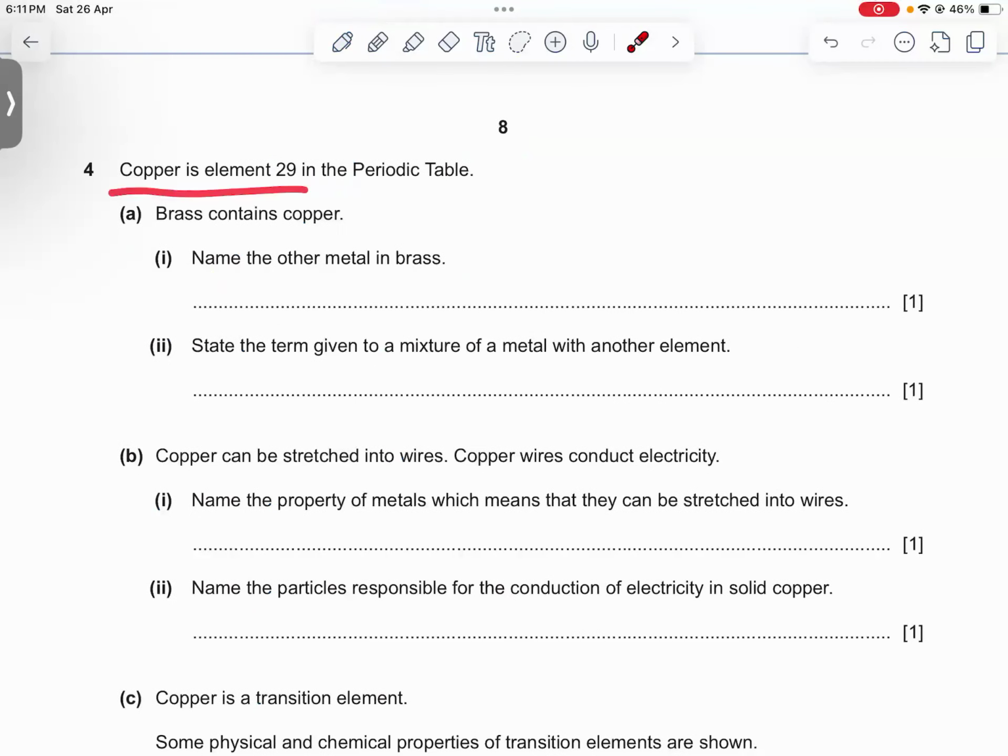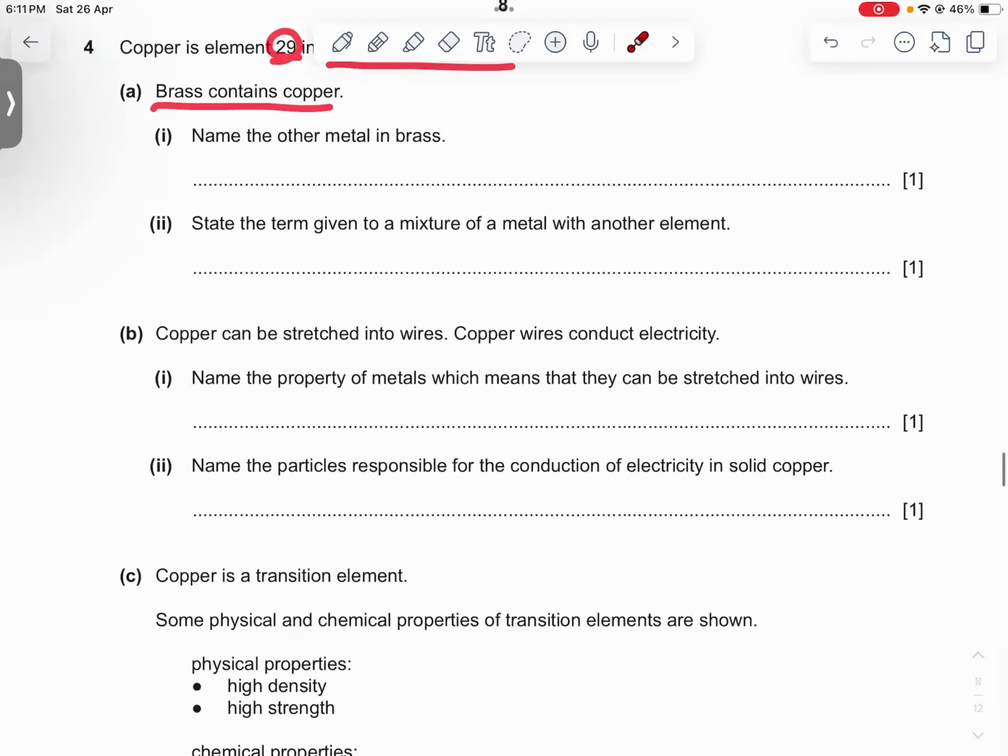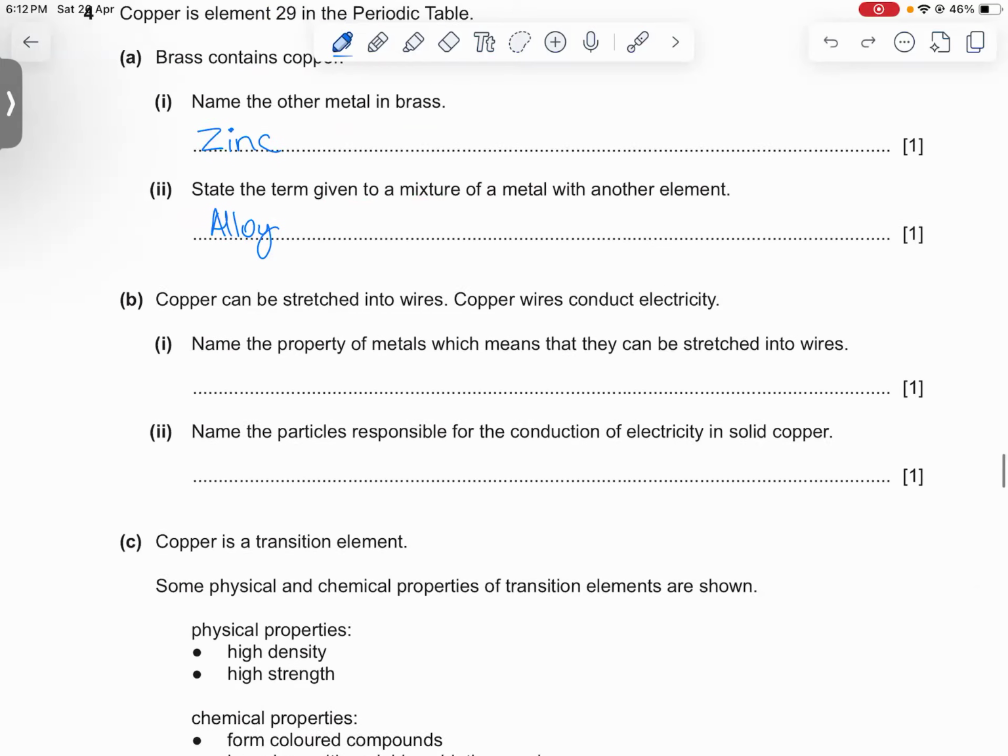Okay, copper is element 29 in the periodic table. Brass contains copper. Name the other metal in brass. The other metal in brass is zinc. It is mentioned in the notes. A few of the alloys in this world we have mentioned, the famous ones, and one of them was brass. So brass contains zinc. Next question. State the term given to a mixture of a metal with another. I just used the word: alloy. This is what an alloy is: a mixture of one metal with another metal.